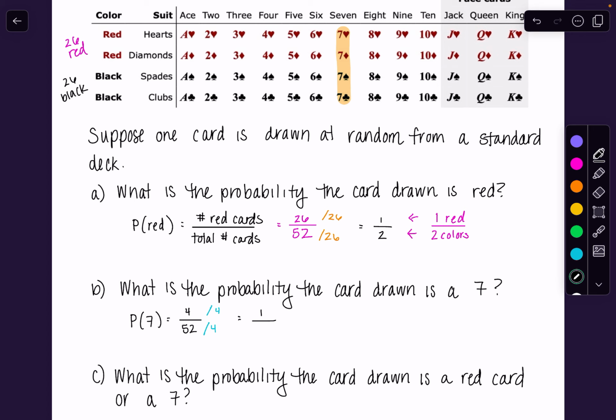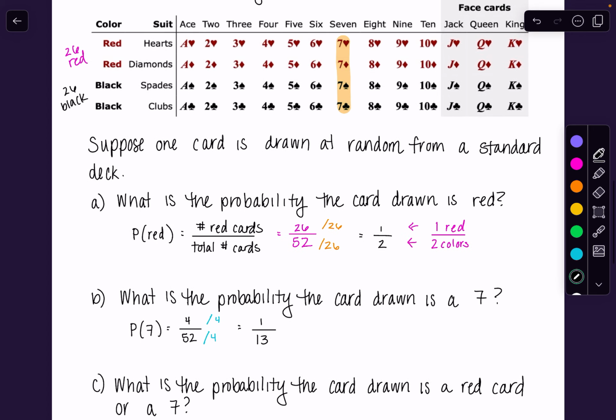So it leaves us with 1/13. And again, the other way I can look at it is I'm looking for one specific card out of 13 types of cards. So I have a 1 in 13 chance of getting this particular card. So hopefully so far this isn't so bad to think about.